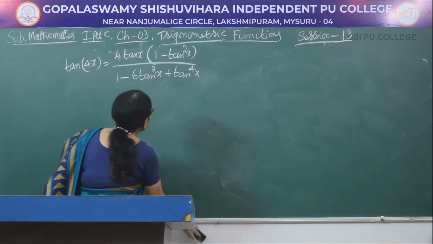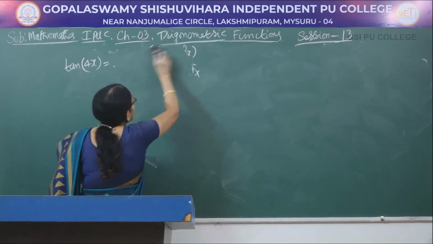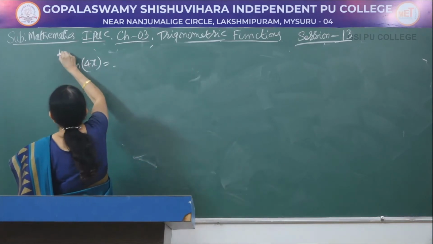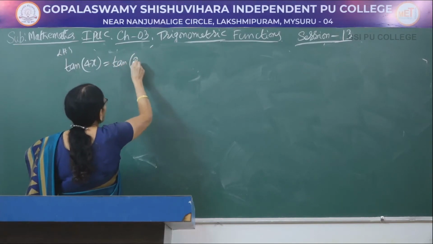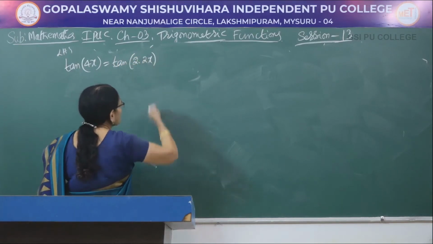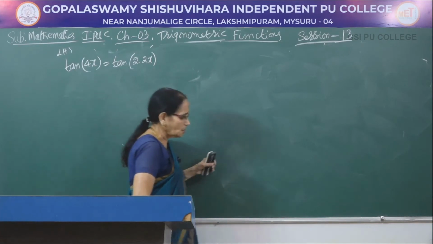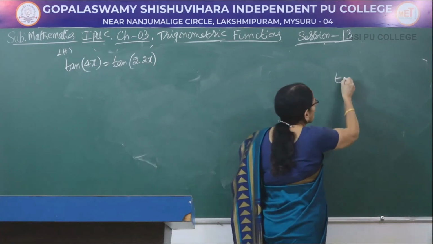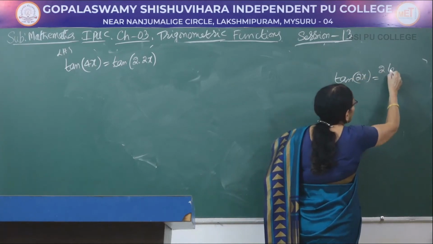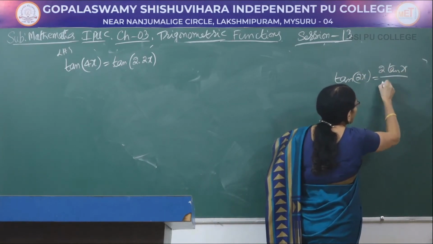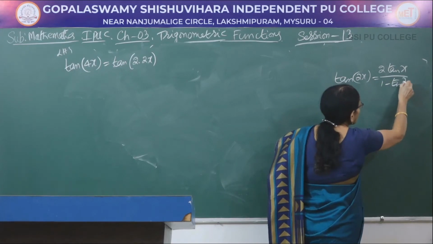First, let me take the left hand side and rewrite it. Take the left hand side, write this as tan of 2 into 2x. Now, remember the formula for tan of 2x. What's the formula? Tan of 2x is 2 tan x divided by 1 minus tan square x.